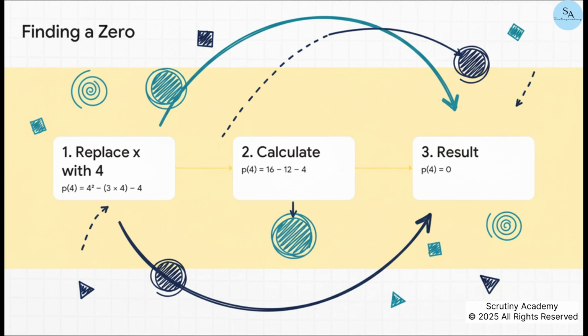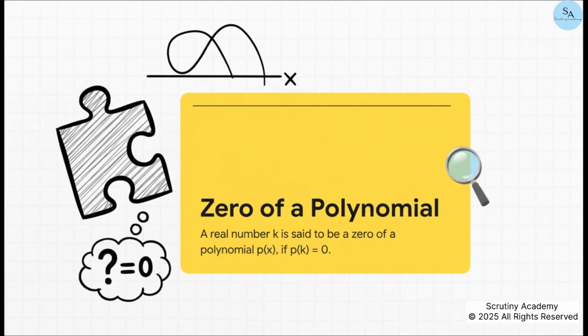And would you look at that? It all adds up to 0. And that, my friends, is the secret. A zero is just any number you can plug into a polynomial that makes the whole thing equal 0. So, because p of 4 equals 0, we can officially say that 4 is a zero of this polynomial. It's like the magic number that solves the puzzle.